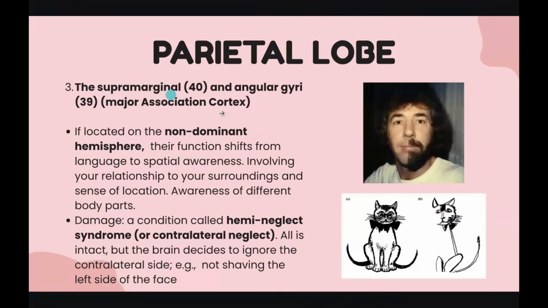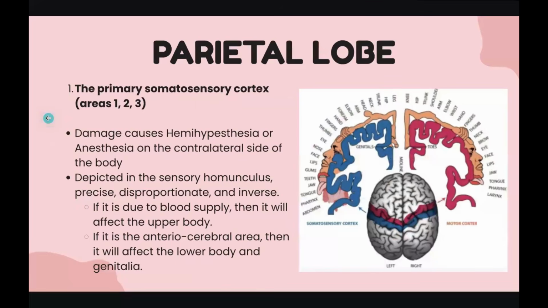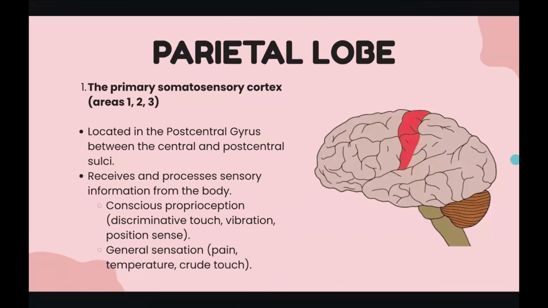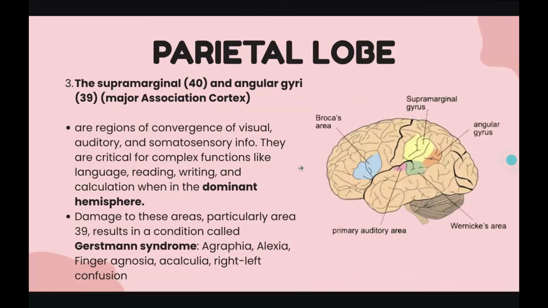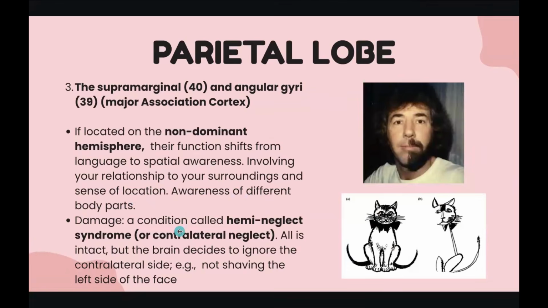However, if these were located in the non-dominant hemisphere, their function shifts from language to spatial awareness. Subhanallah. So it will involve your relationship to your surroundings and your sense of location, your awareness of your different body parts, again what we talked about previously regarding conscious proprioception, all right? Damage to this area will cause a very interesting syndrome. It's called hemineglect syndrome or contralateral neglect.